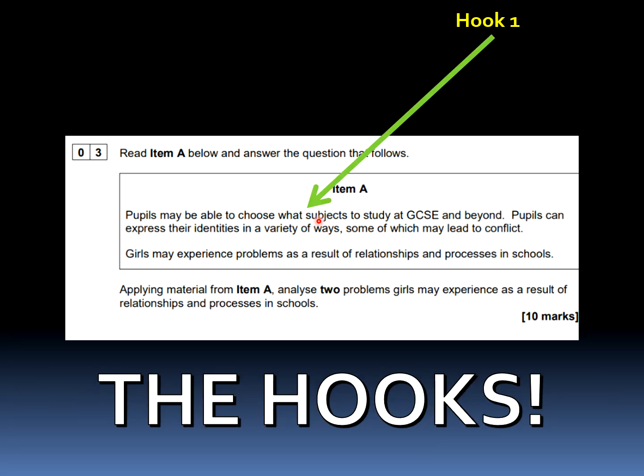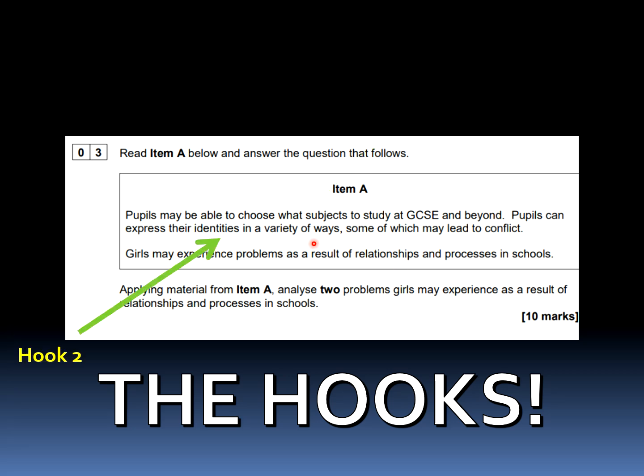So the first hook is going to be in the first sentence: subject choice. And I want you to consider, what subjects are girls choosing? Why are they choosing those subjects? For example, what is it about the school and the processes and relationships within it might influence those choices? You could even consider the potential long-term effect of these gendered subject choices.